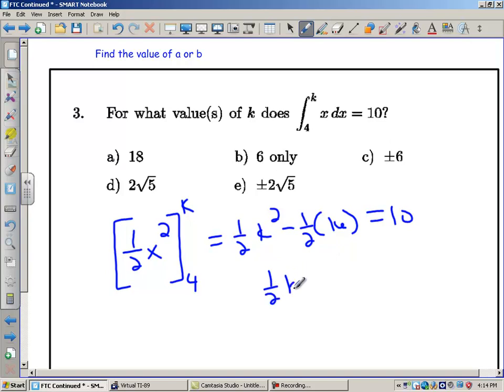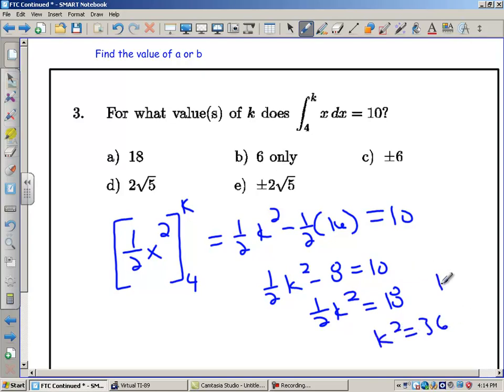So 1/2 k squared minus 8 is equal to 10. So 1/2 k squared equals 18. So k squared equals 36. So k can equal plus or minus 6. And so that answer for 3 is C. So there's one where we had to go backwards and find the value of A or B.